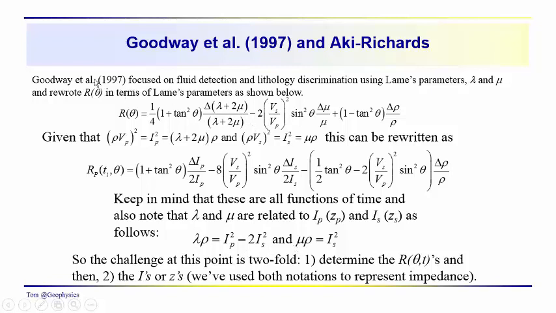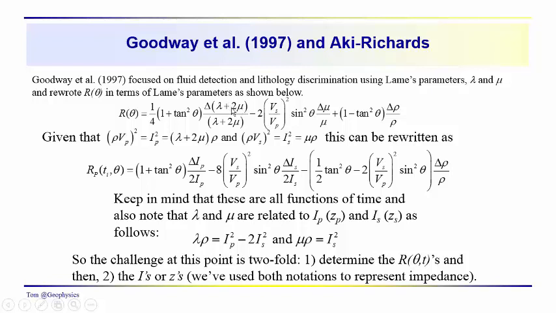This comes from Goodway et al., who reformulated the AVO relationships to help discriminate between fluid and lithology, specifically using the Lamé parameters lambda and mu. So he rewrote R sub F of theta in terms of the Lamé parameters in this form down here.